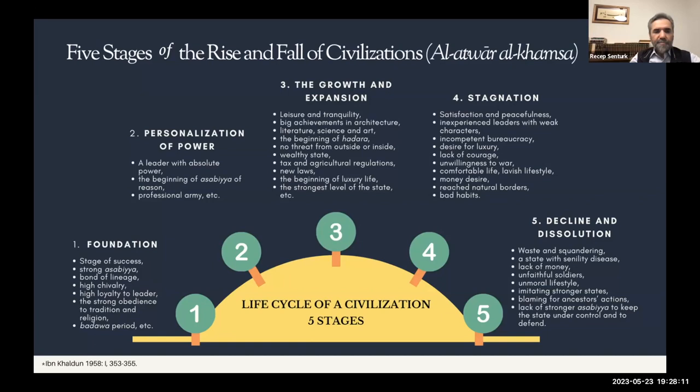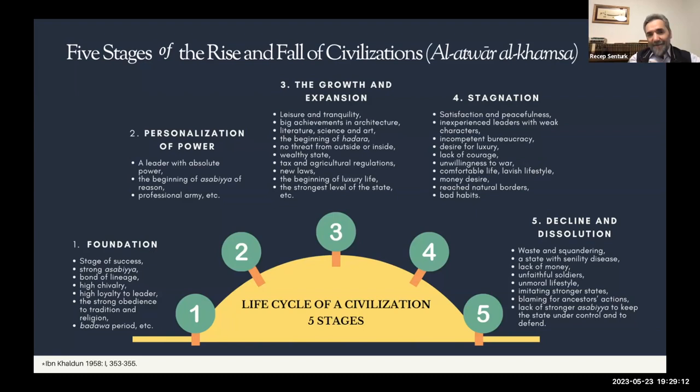So in the beginning of the rise of a civilization or a society, people are strongly linked to each other. There is solidarity, a bondage among themselves, a high level of chivalry, loyalty to the leader, and strong obedience to religion. But in the second phase, this bondage, this strong connection with each other and solidarity gets weakened. A professional army is established, and the power concentrates in one single leader.